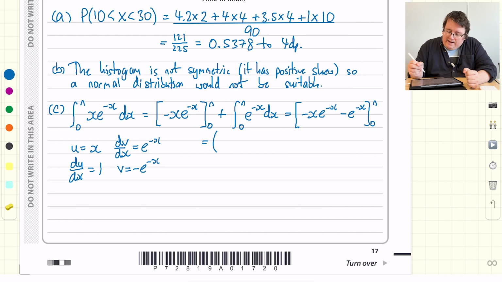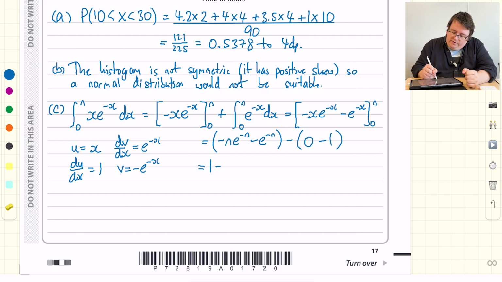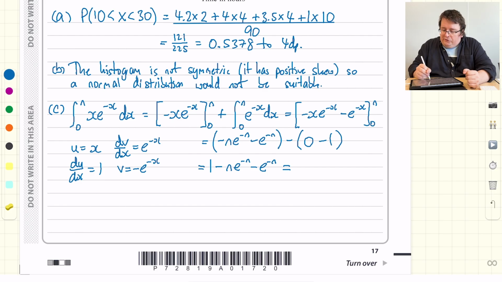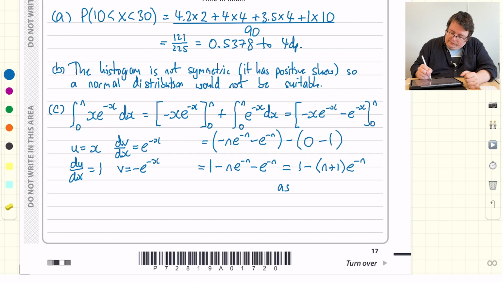Right, substitute in the n, so minus n e to the minus n, take away e to the minus n. Substitute 0, we're going to get 0, take away e to the 0, so 1. So this gives us 1, take away n e to the minus n, take away e to the minus n. And we could factor e to the minus n out for the last two terms there, and have n plus 1 e to the minus n. Okay? And that's the answer we were looking for, so as required.